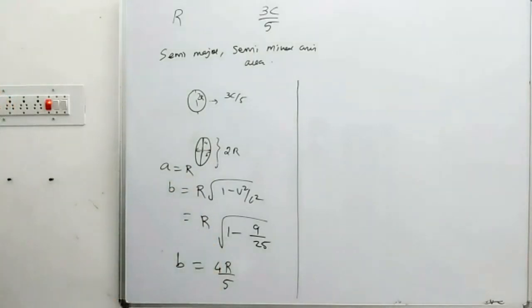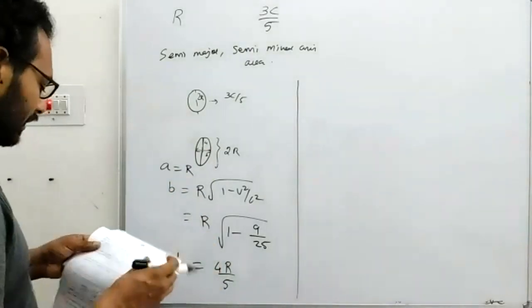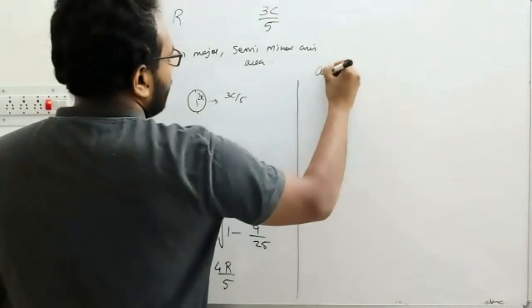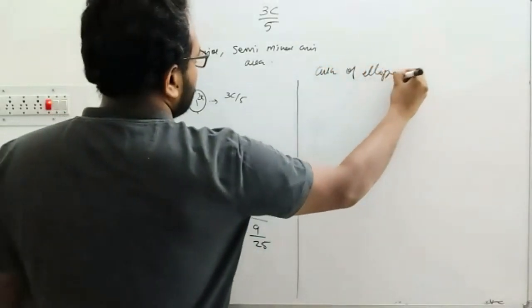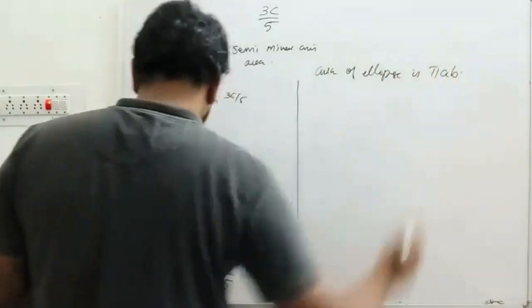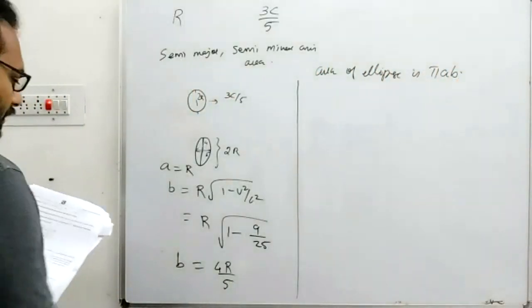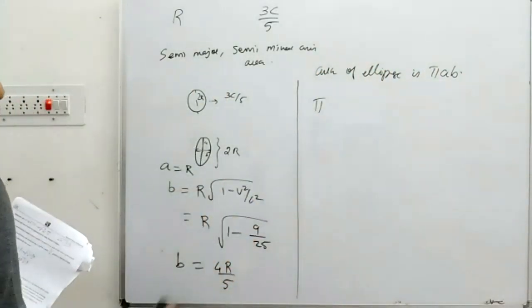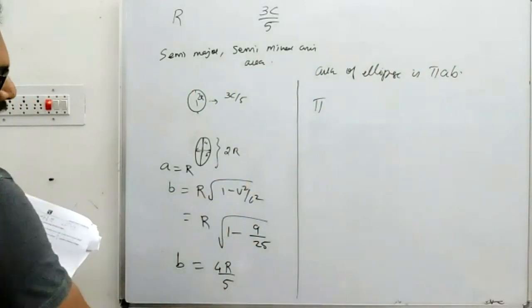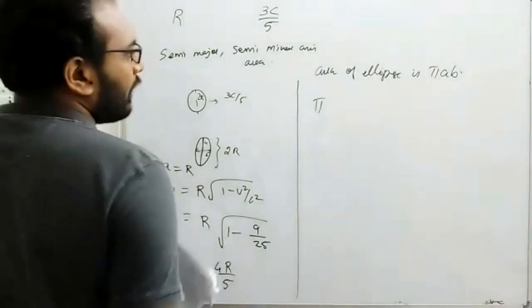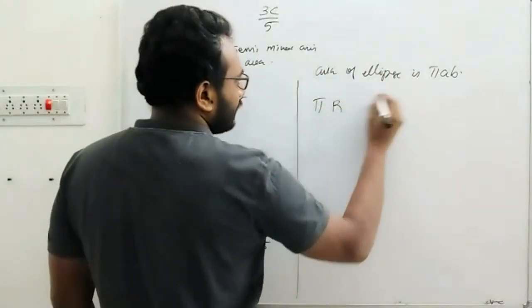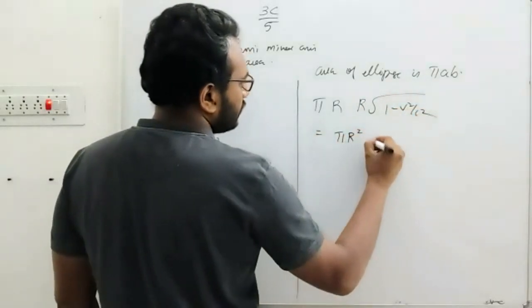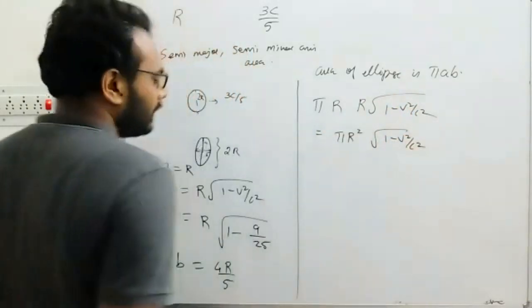So what's the new area? The area of the ellipse is pi AB. So this becomes pi, we'll just write the whole thing again, we'll see some pattern there. We can just substitute the values and find it, but let's write it as pi, A is R and B is R multiplied by the square root of 1 minus v square by c square. So it's equal to pi R square times the square root of 1 minus v square by c square.